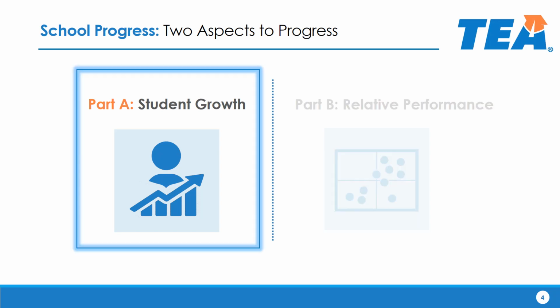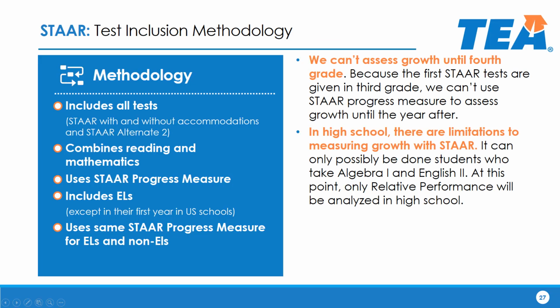So we're going to start our exploration of the school progress domain by looking at Part A, student growth. First, what are we including in Part A? What tests do we have to make accurate conclusions about student growth? Part A includes all types of STAAR tests, those without accommodations and those with accommodations, and also STAAR Alternate 2.